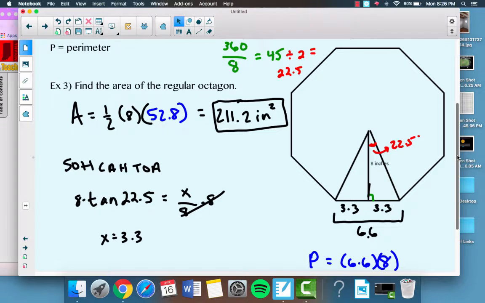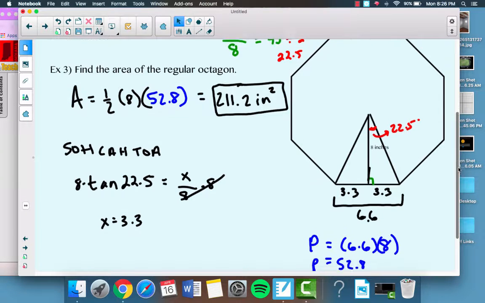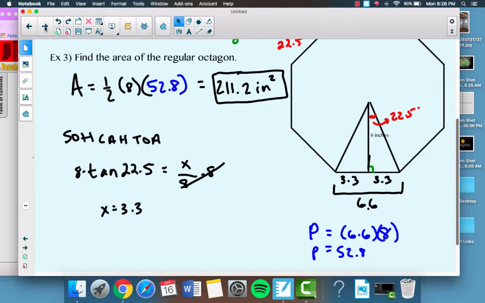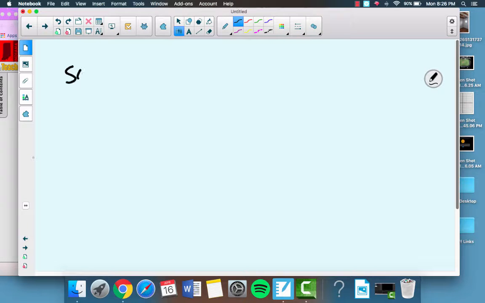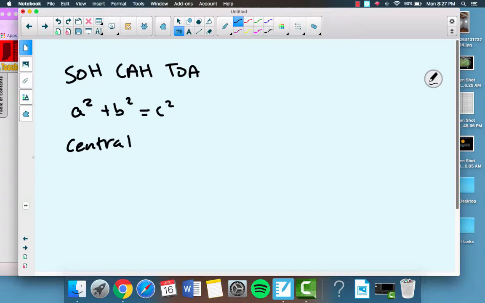Okay, so there's a couple things that you're going to have to potentially use in this section. You might have to use SOHCAHTOA. That's going to be really important. You might also have to use Pythagorean theorem, potentially. Okay, you're going to have to know how to find a central angle, so that's going to be important. So if you don't know how to do that, remember that's 360 divided by n.